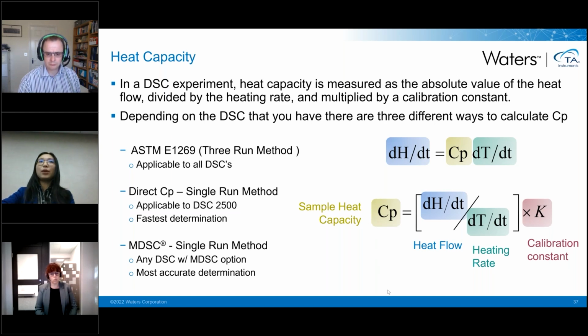There are multiple techniques that you can use. There's the ASTM method. There's also a direct heat capacity measurement that you can do with the 2500 Discovery DSC. And you can also use the modulated DSC function to measure the heat capacity on any DSC that has the modulated DSC option.